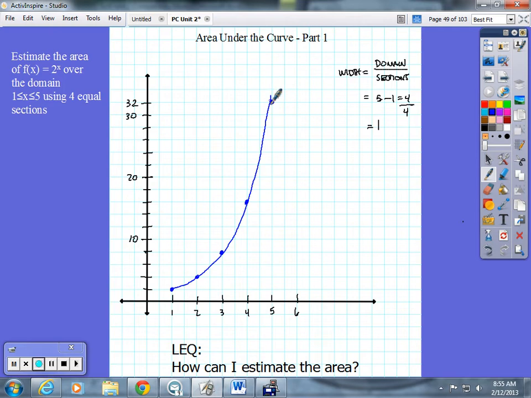Now, it is a piecewise function, so I'm only looking at a section of it, and that is the section between 1 and 5. Now, it asks me to use 4 equal sections to figure out this area. We figured out that the width of each of those sections is 1, lucky for us. That'll make our calculations a little bit easier.